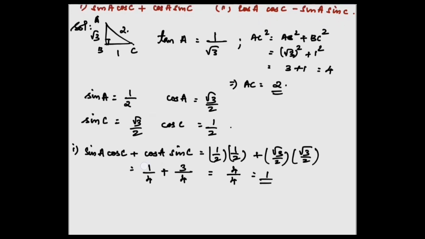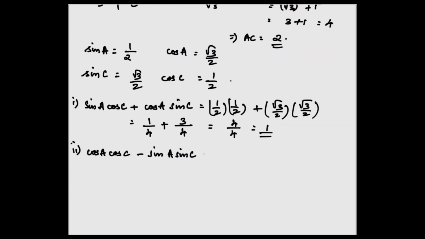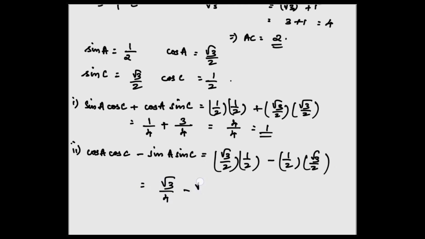Now consider the second question. Cos A cos C minus sin A sin C. Substituting the values, cos A is root 3 by 2, cos C is 1 by 2, minus sin A is 1 by 2 and sin C is root 3 by 2. We get root 3 by 4 minus root 3 by 4, that is equal to 0.